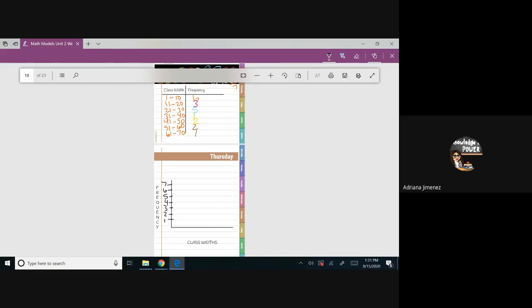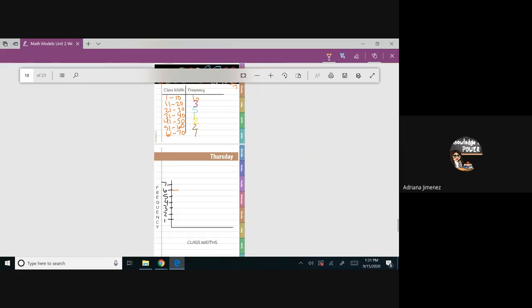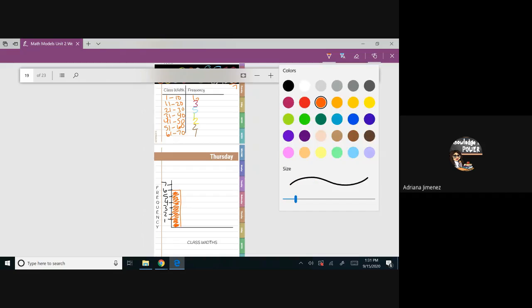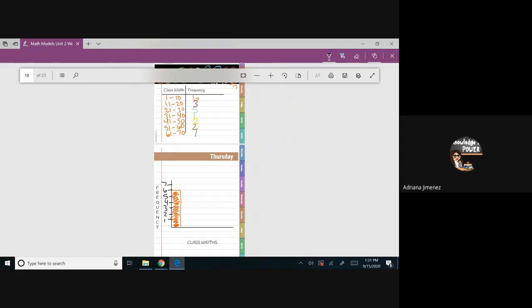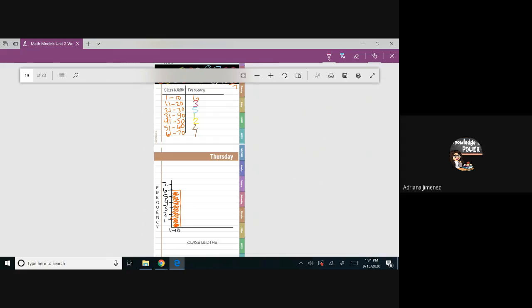I don't do a regular graph and have every tick mark. I'm going to make bars. So I'm going to use orange because I already did that one. I'm going to go to 6, go down, and shade it in. This is probably going to be easier if you do it on Excel or Google. Okay, so this will be 1 through 10. That's how you label the bottom. The next one was this color, and it was 3.